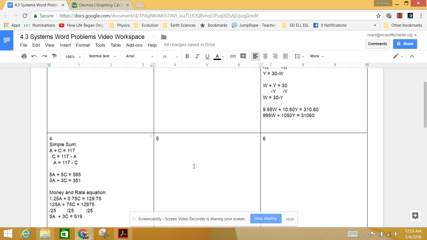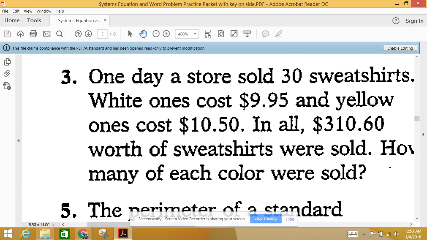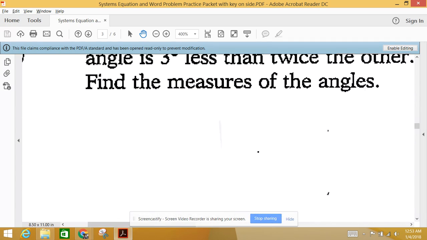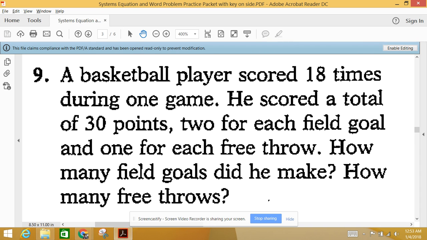I'm going to move on to number 9. So if you go down here to number 9, we have a basketball game. And this one, this is a very similar structure.